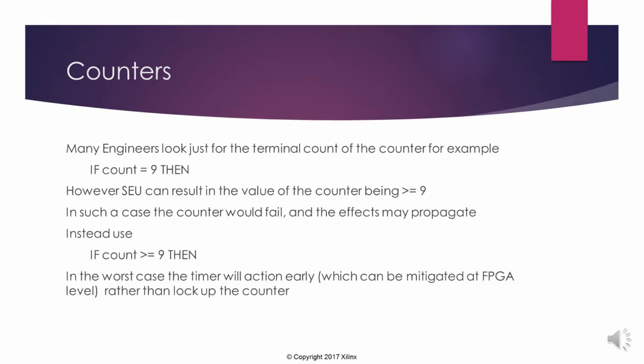So what we could do is look for greater than or equal to. Now again, we detect that it's gone to 11, so we take the appropriate action. But we may have got a shorter count than expected, so we would have to address that at a system level, with TMR or some such thing. But at least we're not in a situation where we lock up; we're in a situation where we can recover from it.